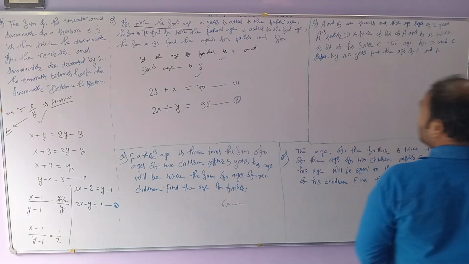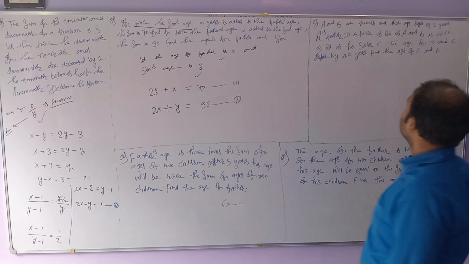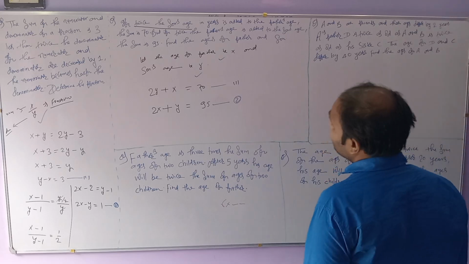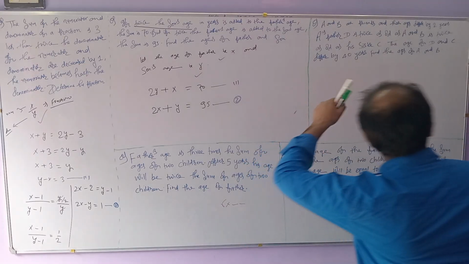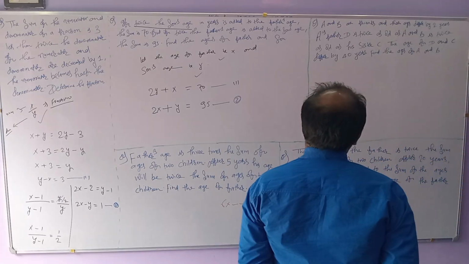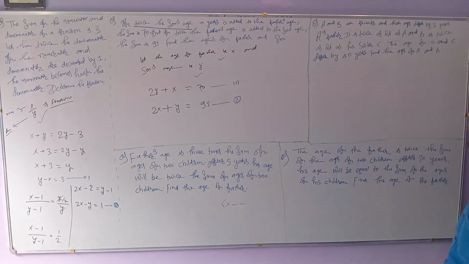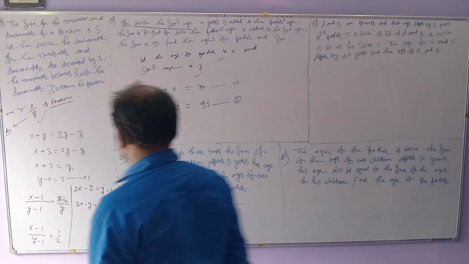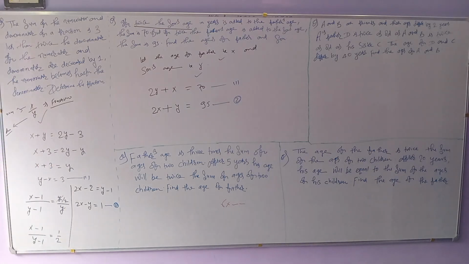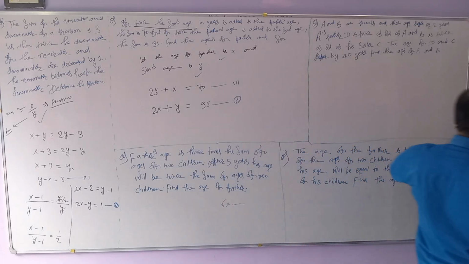In another question: A and B are friends and their ages differ by 2 years. Father D is twice as old as A, and B is twice as old as sister C. The ages of D and C differ by 40 years. Find the ages of A and B.